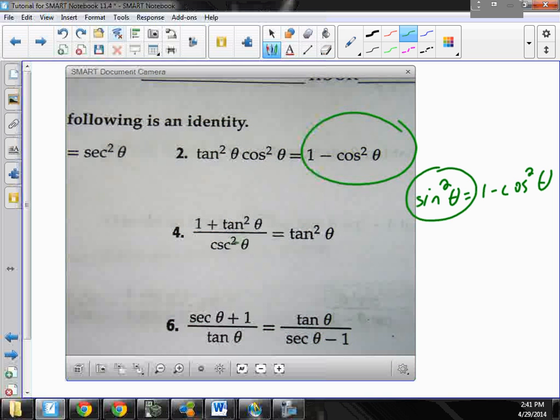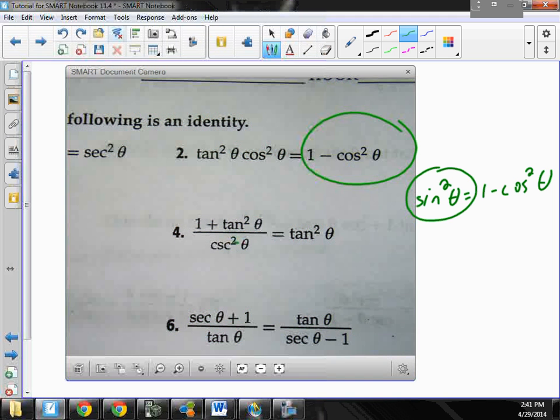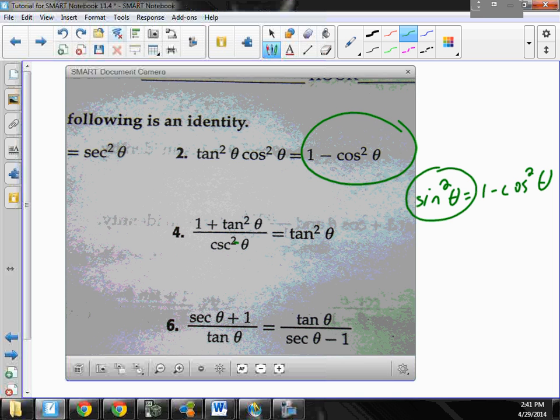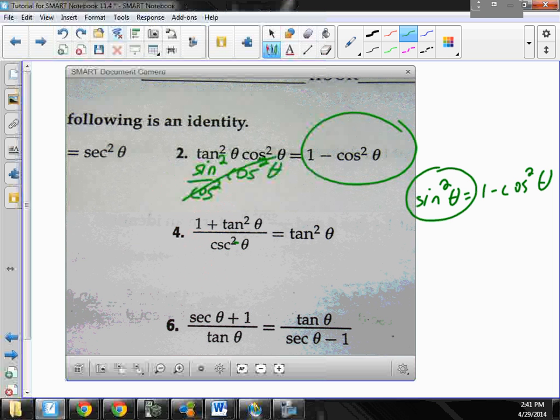So, what should we do? Turn the tangent into sines and cosines. Sine squared over cosine squared times cosine squared. Oh, how nice. Now I'm done.